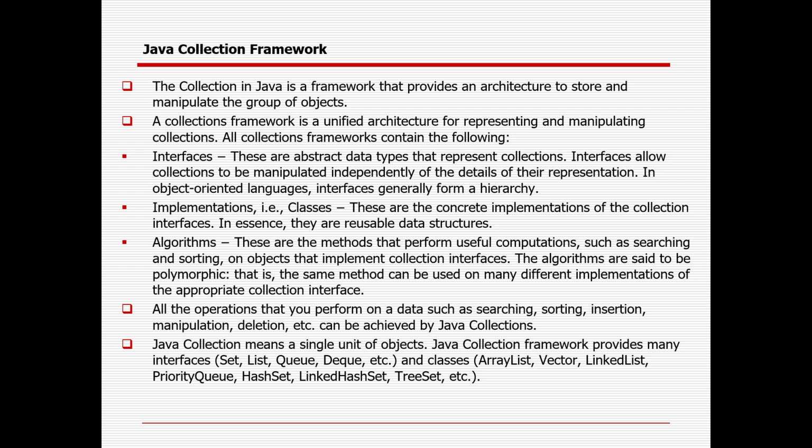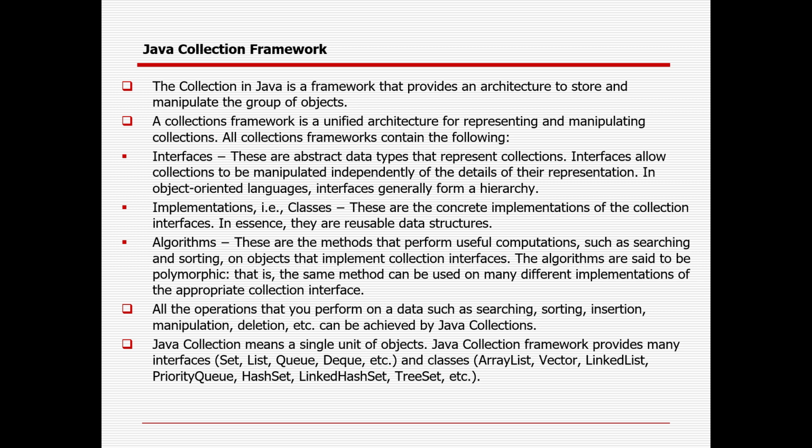The collection framework contains the following interfaces. So you already know an interface is 100% abstract. In case you are implementing it in a particular class, you need to implement all the unimplemented methods. So interfaces allow collections to be manipulated independently of the details of the representation. In object oriented languages, interfaces generally form a hierarchy, and classes are nothing but the implementation. These are the concrete implementations of the collection interfaces. In essence, they are reusable data structures. And the last one, this is the heart of the Java collection framework.